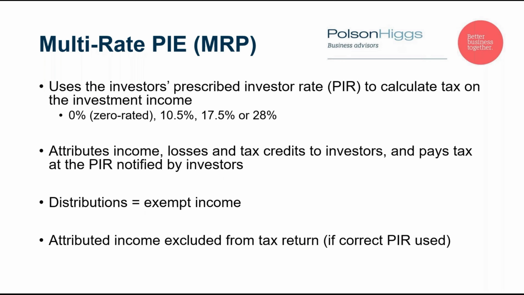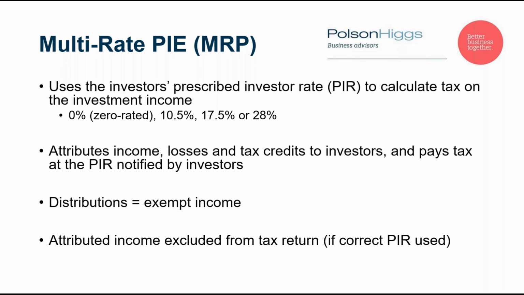So first up is the multi-rate PI. A multi-rate PI calculates tax on investment income using a prescribed investor rate, known as a PIR. All income, losses and tax credits are attributed to the investors, and the PI pays tax for each investor based on their prescribed investor rate, which they have chosen. So there are 4 rates available, and we will look at these in more detail later, as some are available to some entities and not to others.